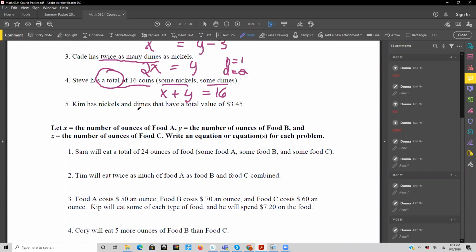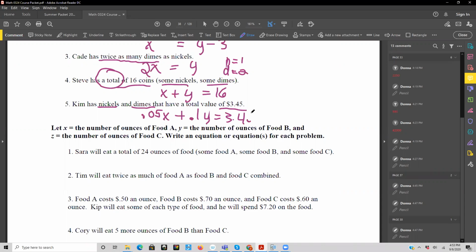Kim has nickels and dimes that have a total value of $3.45. So the difference between 4 and 5, 4 is just counting up the coins, 5 is counting the values. So we have to multiply by the monetary value. So the value of a nickel, or the money, is 0.05. So the money that I get from nickels would be 0.05 times the number of nickels I have, right? And the money that I get from dimes would be 0.1, 10 cents, times the number of dimes I have. And I know that that equals $3.45.